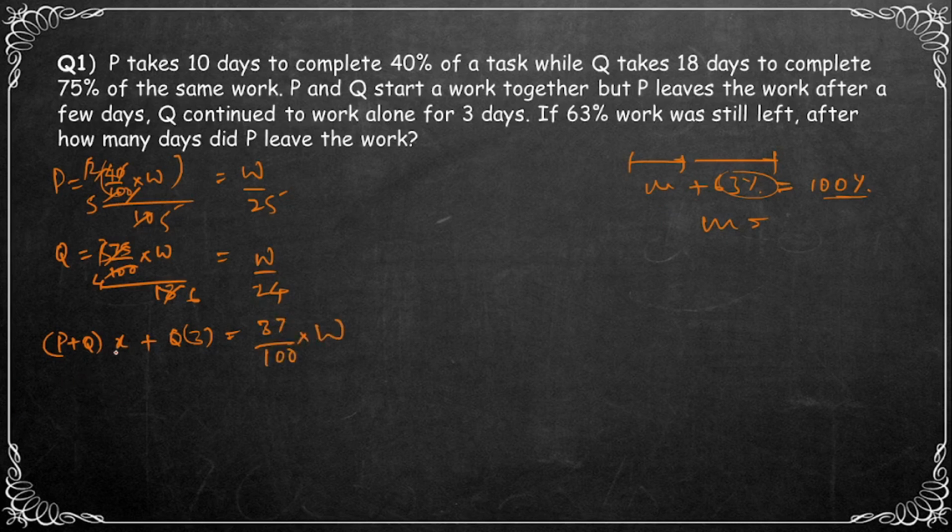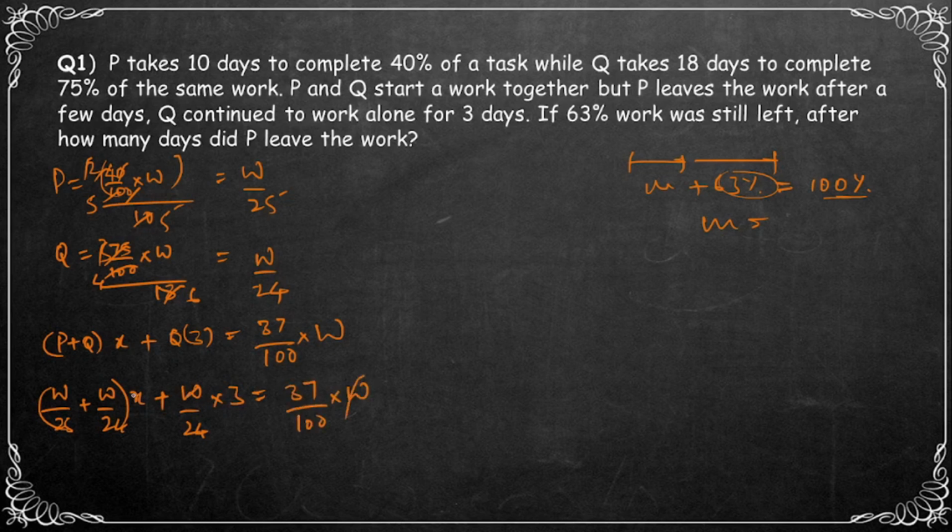So now we have to find X. After how many days did P leave the work? So now if we substitute values, P is W by 25, Q is W by 24. They worked for X number of days, and then Q worked for 3 more days. Q can complete W in 24 days, so 3 days is equal to 37 by 100 into W.